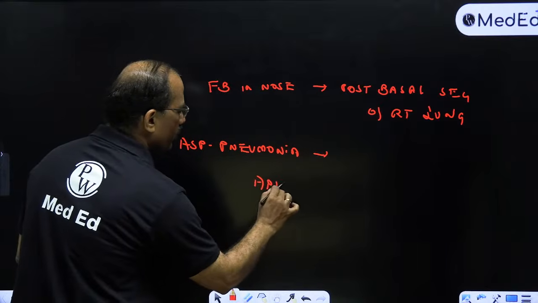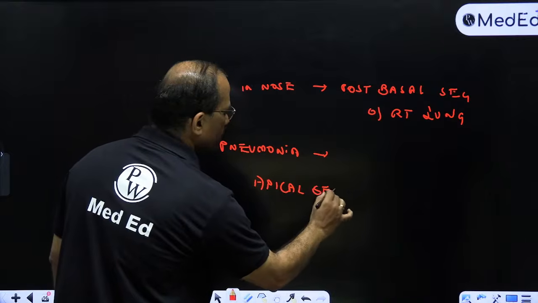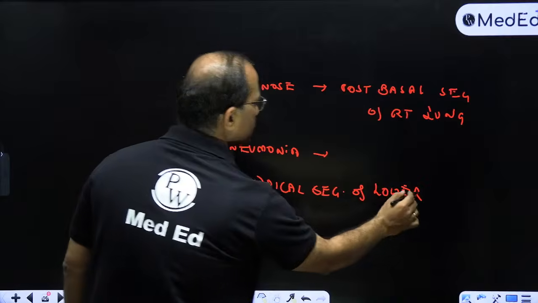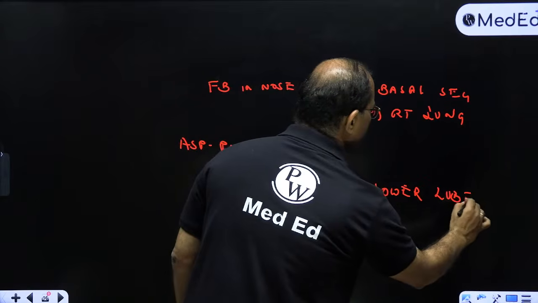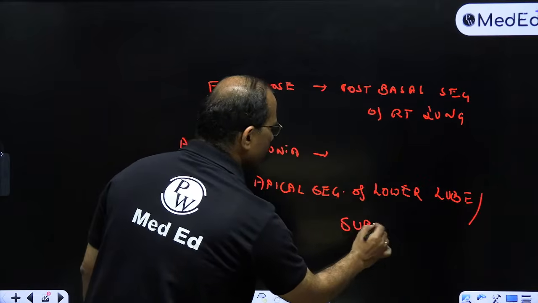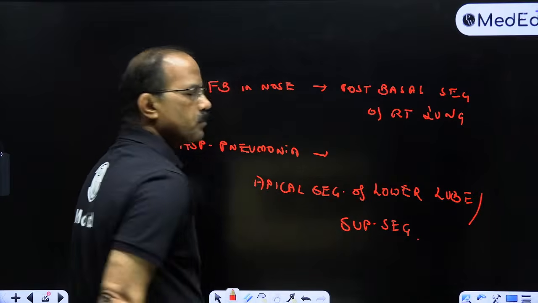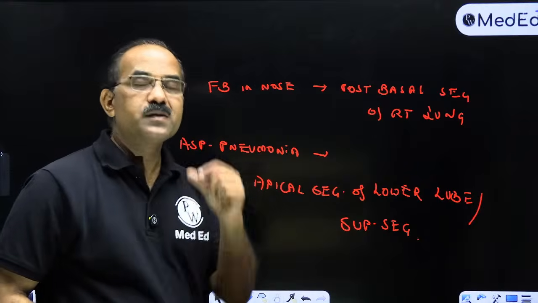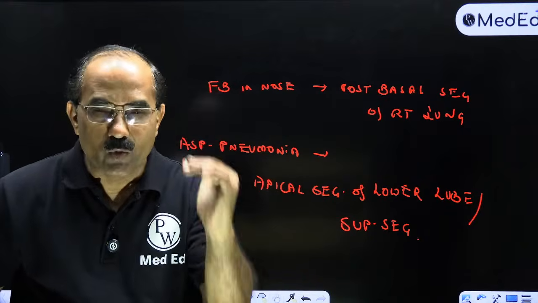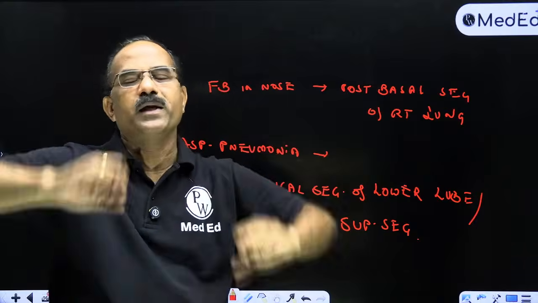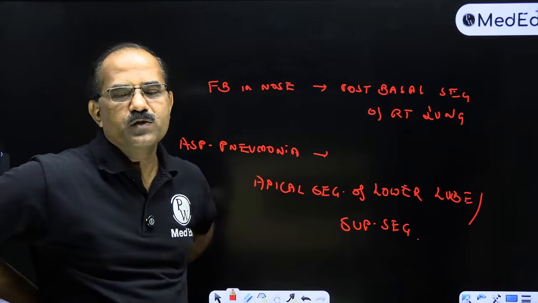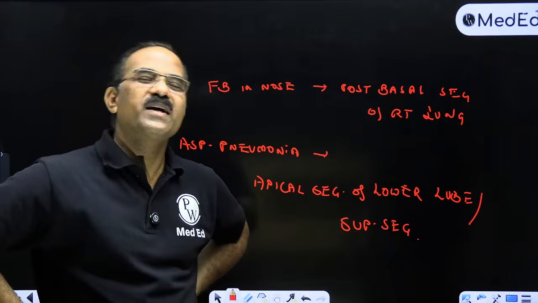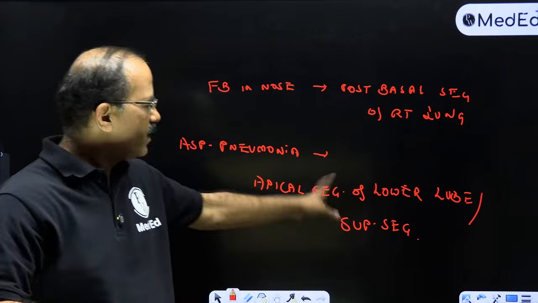Apical segment of lower lobe. Apical segment of lower lobe, इसका दूसरा नाम है superior segment. Superior segment, ये याद रखना. Aspiration pneumonia is common in apical segment of the lower lobe. मतलब lower lobe का apical segment. Yes, apical segment of the lower lobe, जिसका दूसरा नाम है superior segment.